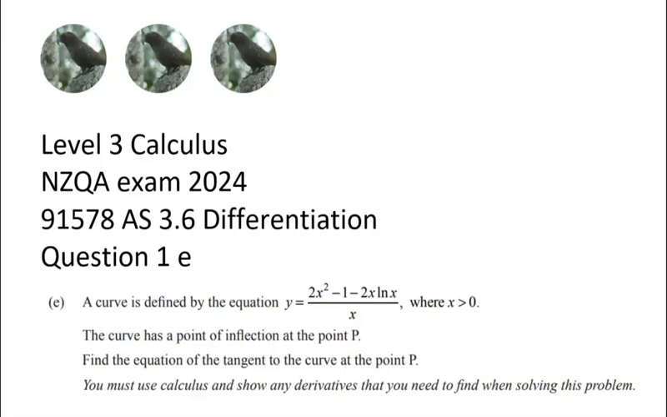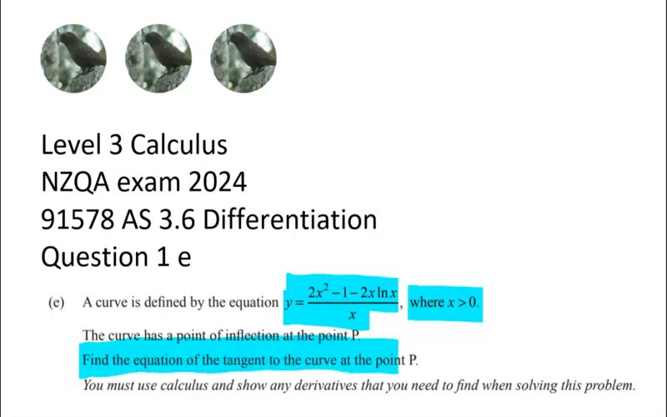So let's start off just by having a bit of a look at the question. It's a pretty straightforward one for what I'm assuming is an excellence question. We have to find the equation of the tangent to a curve at the point P. So we're given this curve here, and we're told that x has to be greater than 0. And we're told that the curve has got a point of inflection at the point P, and find the equation of the tangent to the curve at point P.